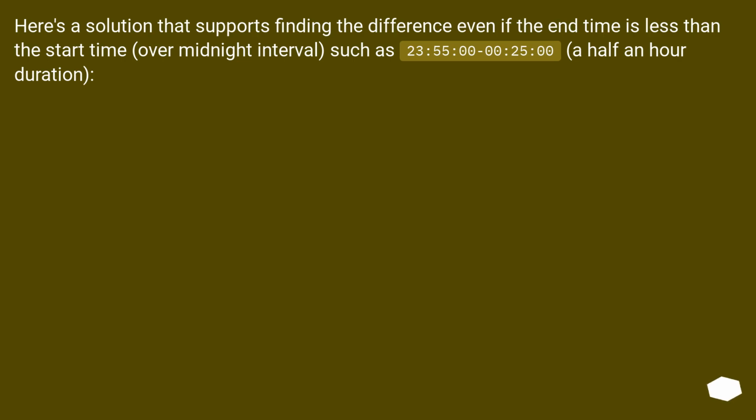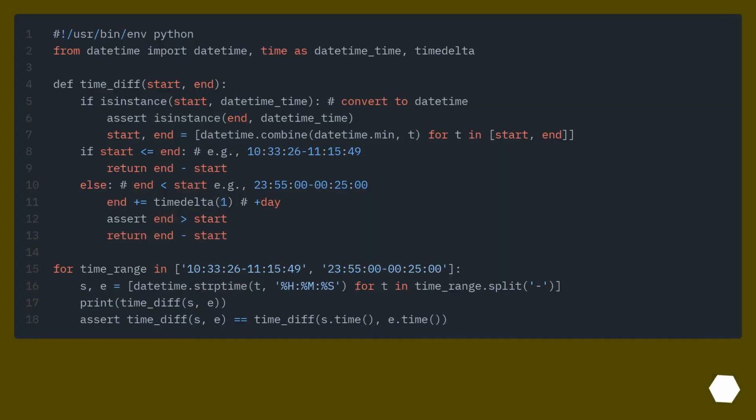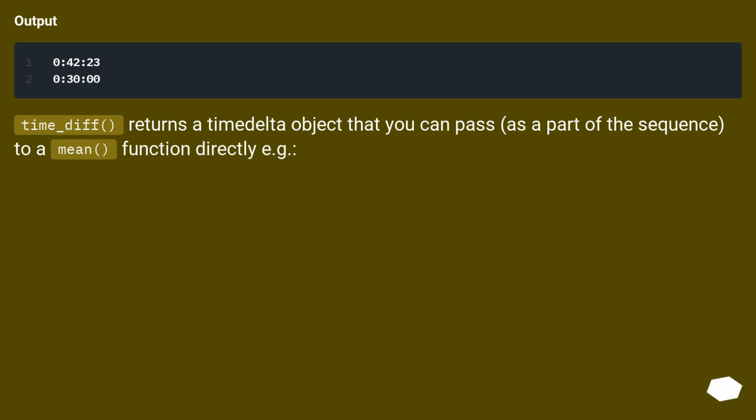Here's a solution that supports finding the difference even if the end time is less than the start time, over a midnight interval, such as 23:55:00 to 00:25:00, a half hour duration. Output.